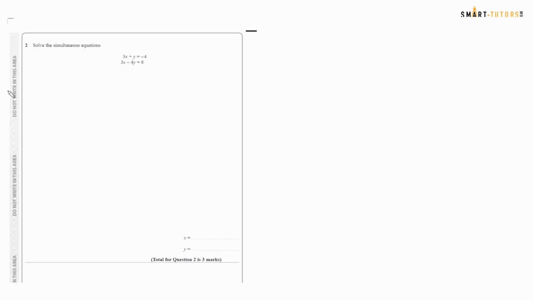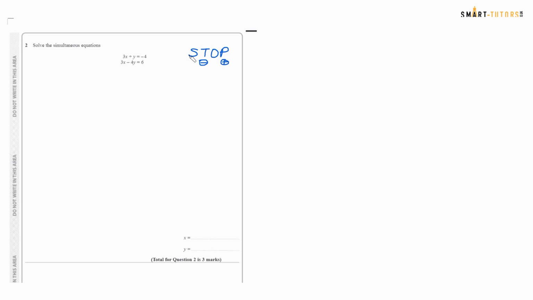Question number 2. Solve the simultaneous equations. 3x plus y equals minus 4, 3x minus 4y equals 6. First of all, we use a method called STOP. S-T-O-P, stop. S stands for same sign, take away. T stands for take away. O stands for opposite sign, add. P stands for plus.